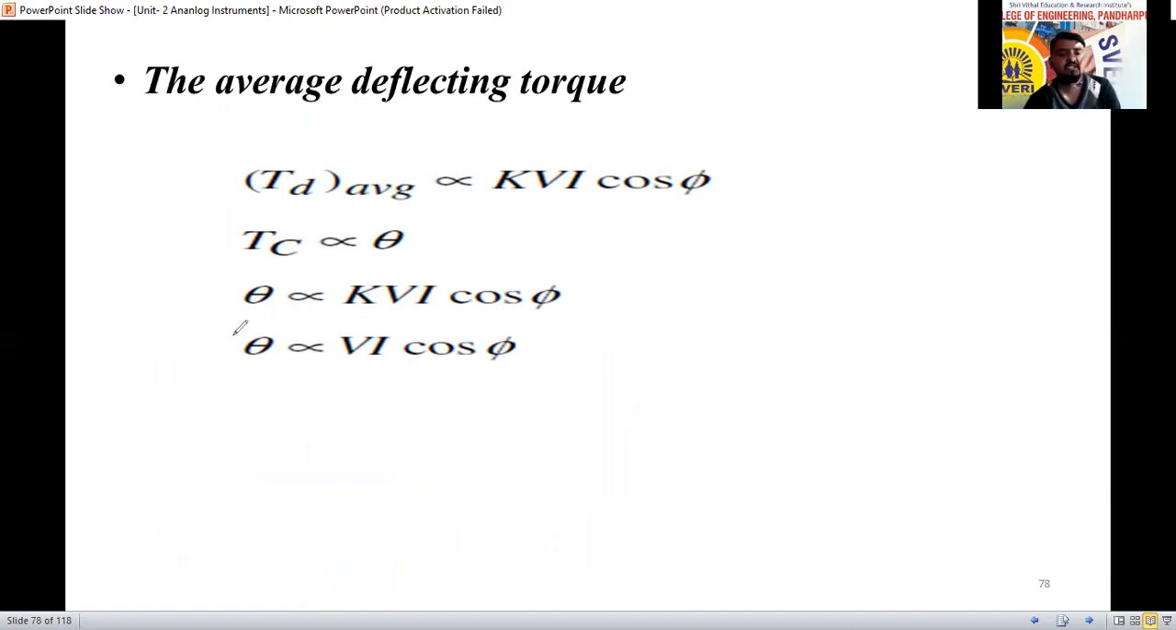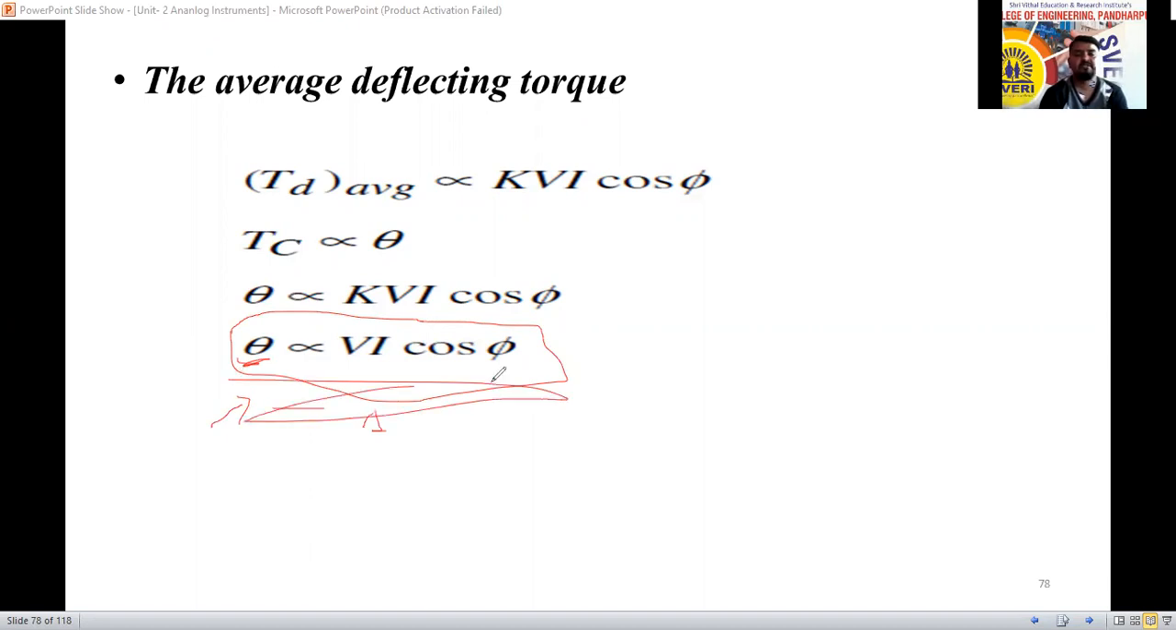V I cos phi is nothing but our power only. For the wattmeter measurement, the angle of deflection is uniform. The scale is uniform, we can call that one here. Here, if the pointer shifts by 1 point, it means 1 watt is going to shift. The scale is uniform for the wattmeter measurement of the EMMC.